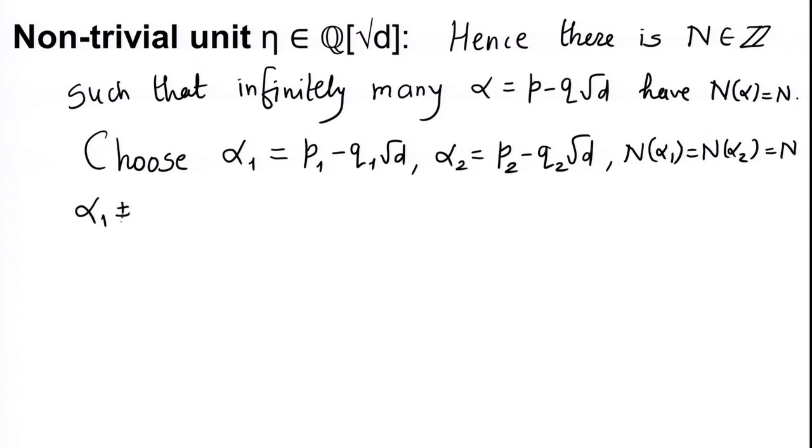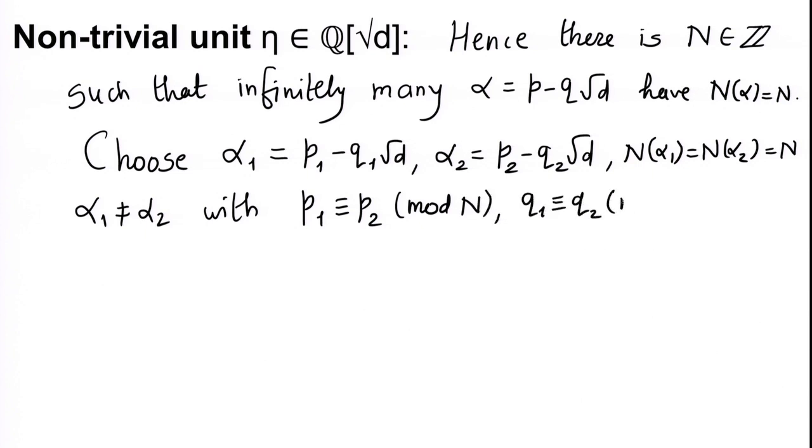Of course, we have that alpha 1 is not alpha 2. So, this can of course be done. We have infinitely many alpha having this norm equal to N. So, we can certainly choose two distinct ones among that infinite set, but we want to do something more with p1 congruent to p2 modulo N, the same capital N, and q1 congruent to q2 modulo the same capital N. Why can we do this? Because the congruence classes modulo capital N are again finitely many.